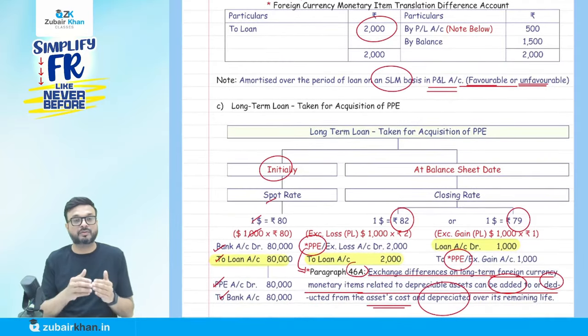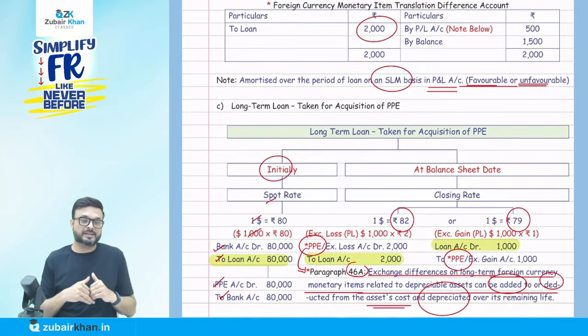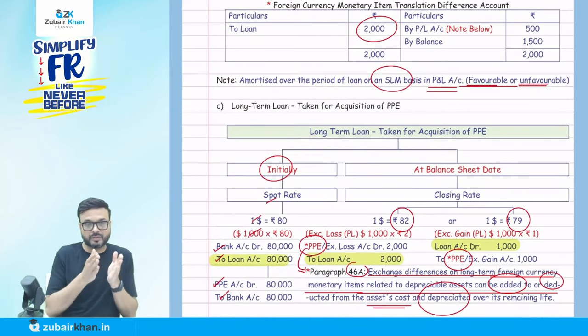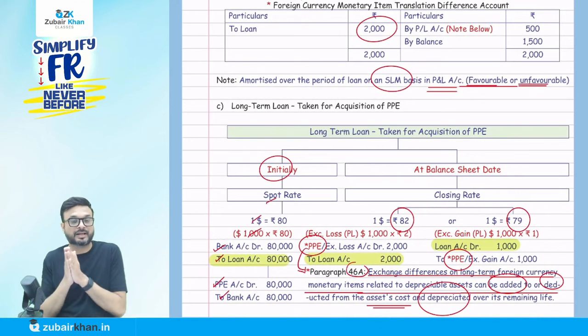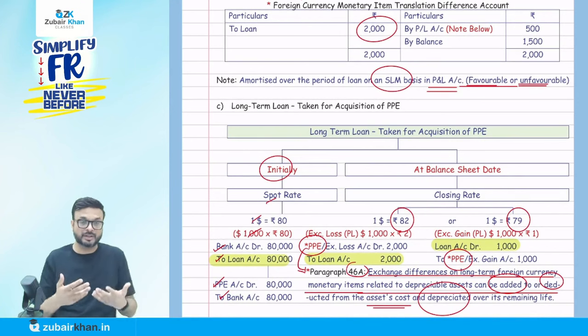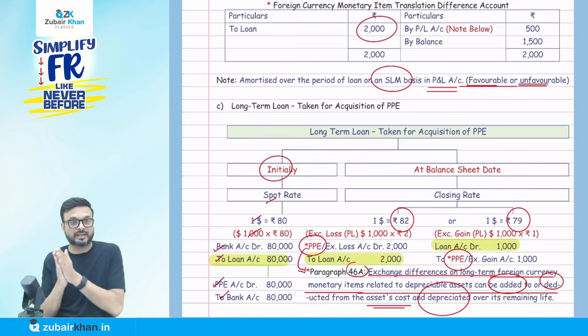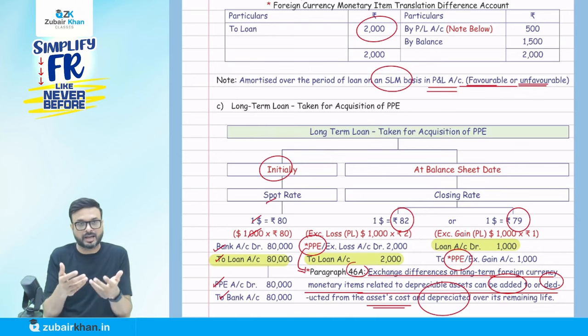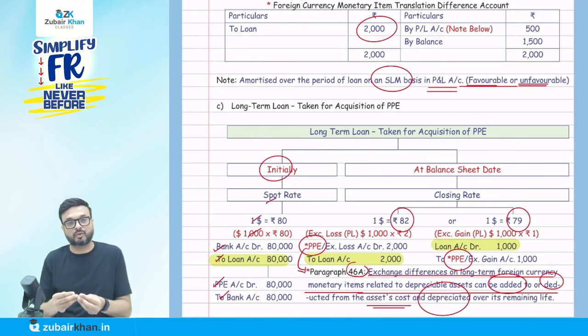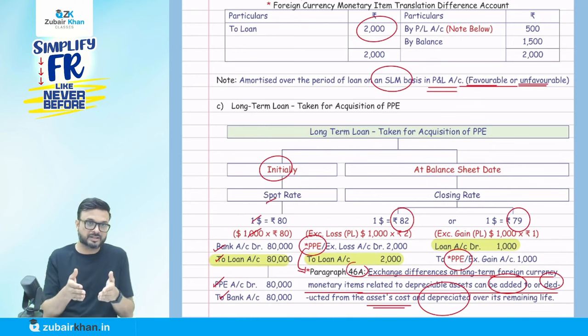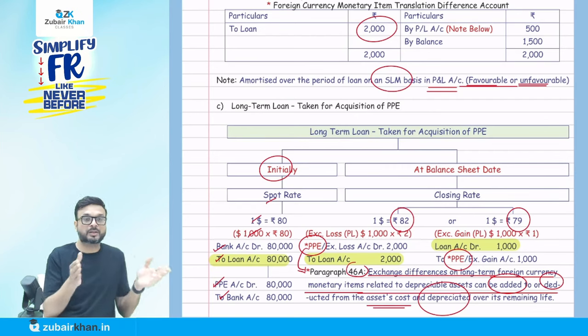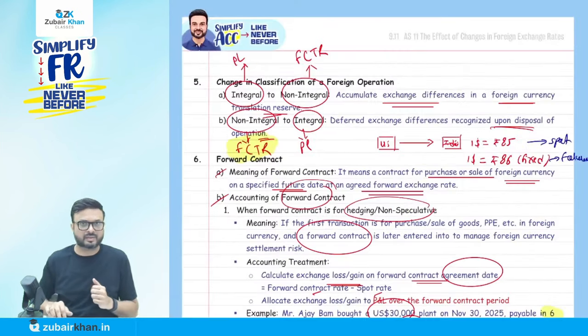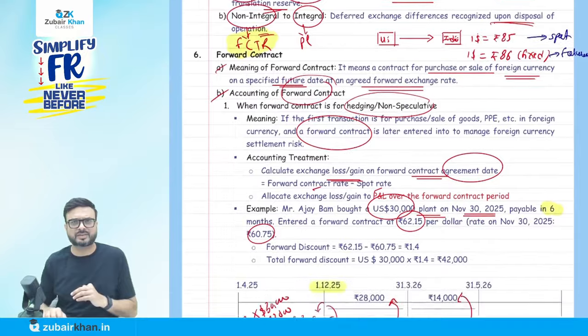If it is a long-term loan that we have taken for PPE, then initially we record it at the spot rate, and on the balance sheet date at the closing rate. For the difference, we have the option to adjust it in the PPE account, adding or subtracting depending on gain or loss. Whatever value comes in PPE after this adjustment is going to be depreciated over the remaining useful life of the asset. Okay, simple. The classification is simple.